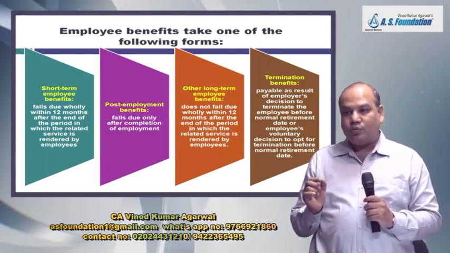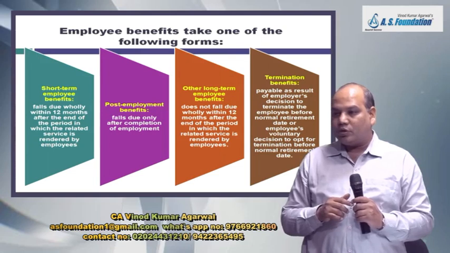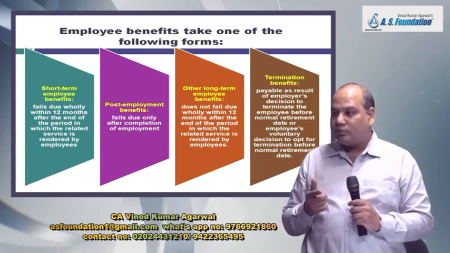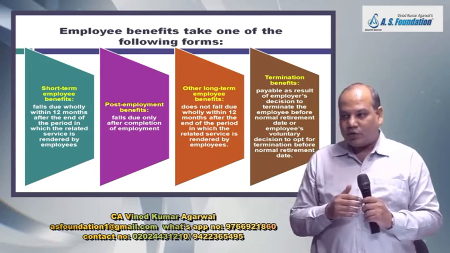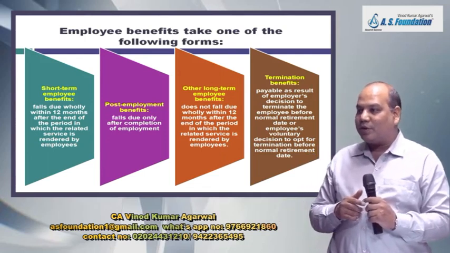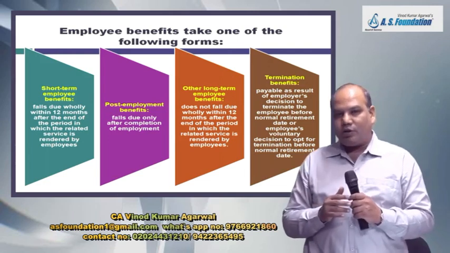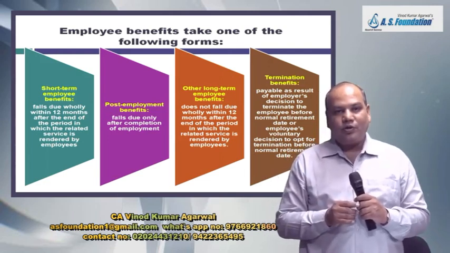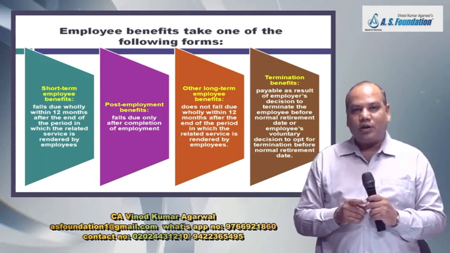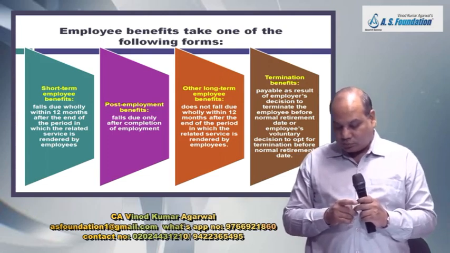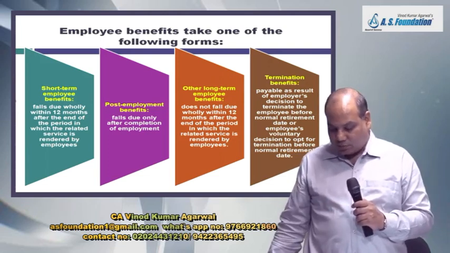For example, bonus. Which bonus? Payable within 12 months. Leave encashment. Which leave encashment? Payable within 12 months from the end of the period in which the employee renders the related service. So these are short-term employee benefits.